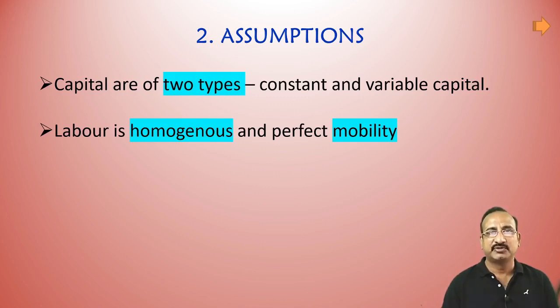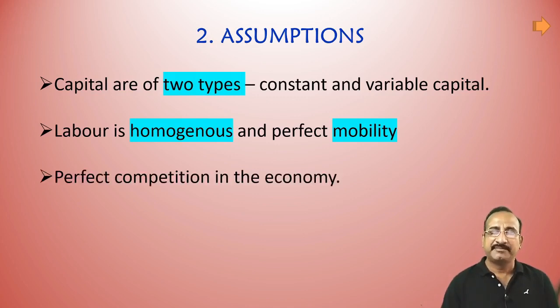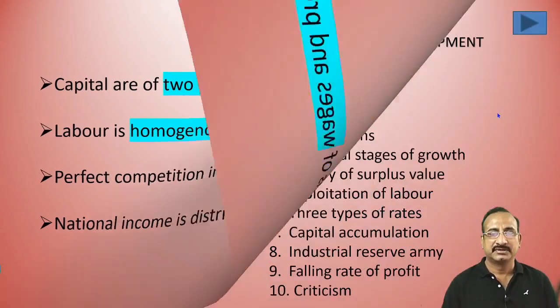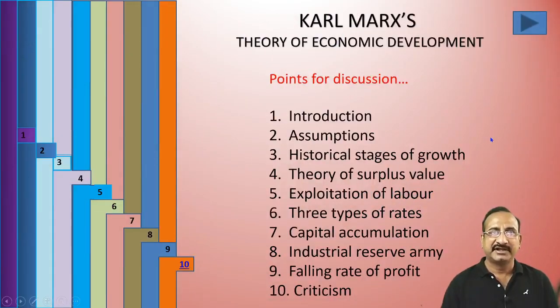Labor is also perfectly mobile. There prevail perfectly competitive conditions throughout the economy. National income is the sum of the remunerations of two factors of production, labor and the organizer, meaning that national income is equal to wages plus profit. After knowing the assumptions, let us move to the next one, that is, historical stages of growth as explained by Karl Marx. So let us go to the third slide.